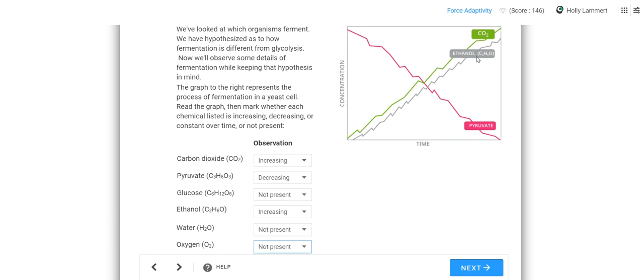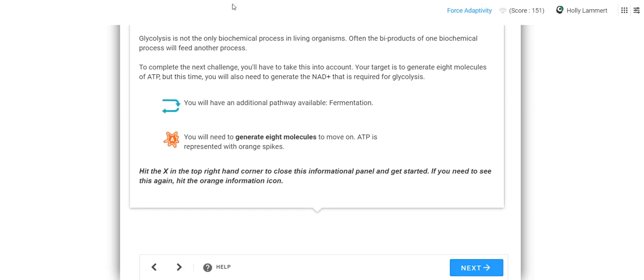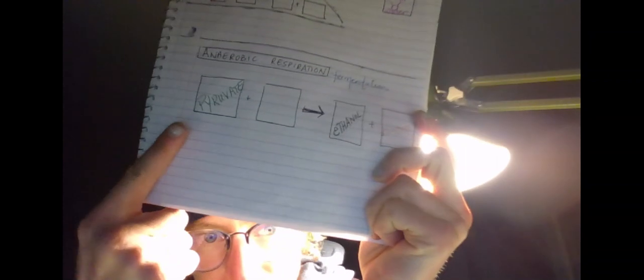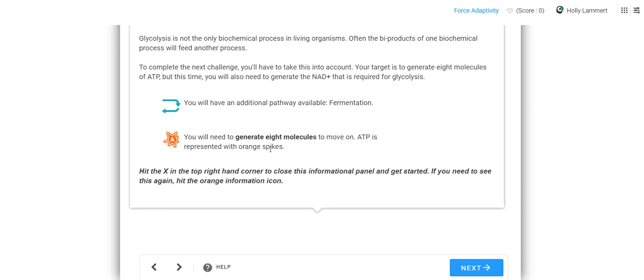All right, so we're producing CO2 and ethanol, and we're using pyruvate. Pyruvate being formed after glycolysis. Okay, so let's pause there and take notes on that. All right, and so from that graph, we got one pyruvate, and it goes to ethanol and CO2. Let's see how it works in the energy challenge. So now we have this pathway available, that's fermentation, and we'll need to generate 8 molecules of ATP to move on.